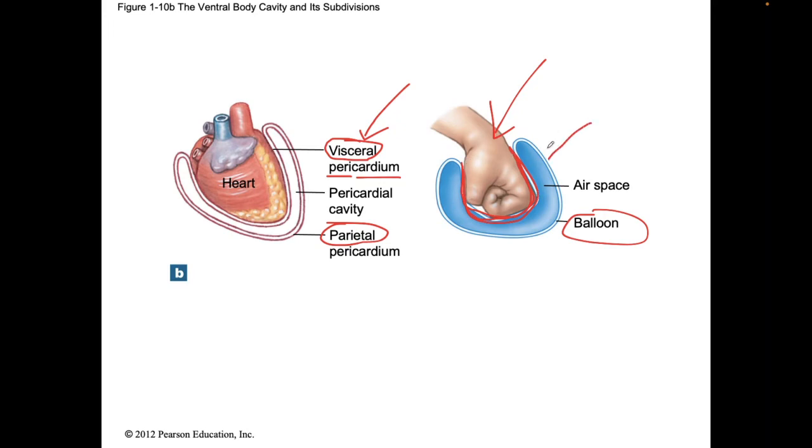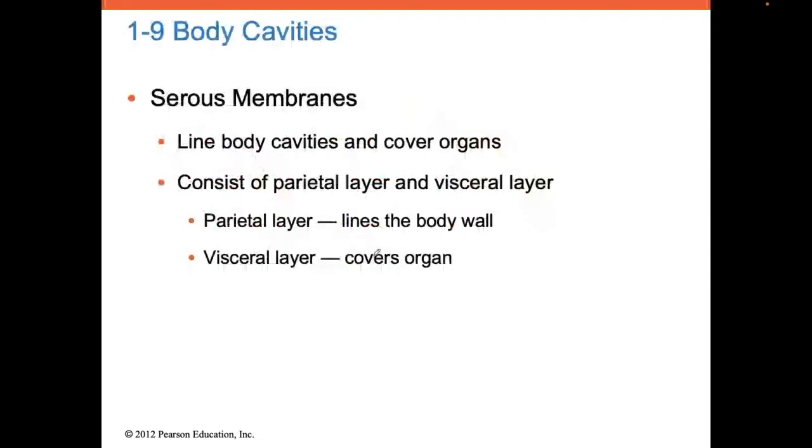But on this side here, this is another layer. This layer, which is on the outside, does not come into direct contact with the organ. That's called the parietal layer. Or if it's the heart, it's the parietal pericardium. If it's the lungs, it's the parietal pleura. If it's the digestive organs, it's the parietal peritoneum. So parietal means it's lining the body wall. The visceral layer is going to cover the organ.